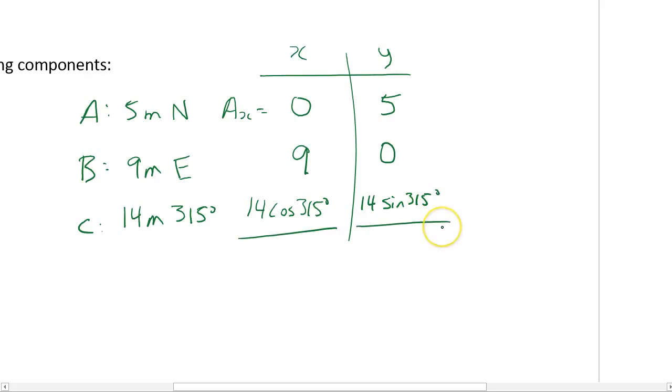Now here's something that's neat. You don't even have to take the time to type that in and then write down the number. You can do this all at once. So the sum of all the x directions will be the x component of the resultant. Okay, so 0 plus 9 plus 14 times the cos of 315 degrees turns out to be 18.9. And the sum of all the y directions will be the y component of the resultant, and that will be negative 4.9. Let's see if we can make sense of that.